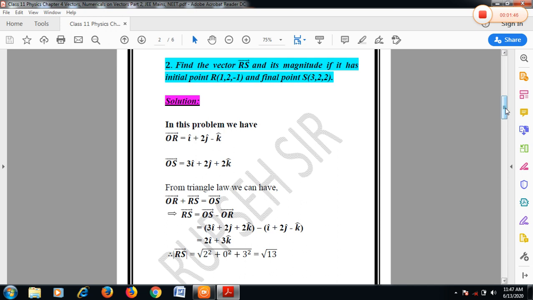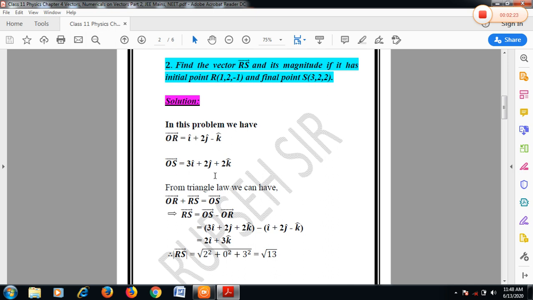In this problem we have vector OR equals i cap plus 2 j cap minus k cap, where O is the origin of the reference frame of this system, and vector OS equals 3 i cap plus 2 j cap plus 2 k cap, since R resides at (1, 2, minus 1) and S resides at (3, 2, 2). Okay students, so we have our OR and OS vectors like this.